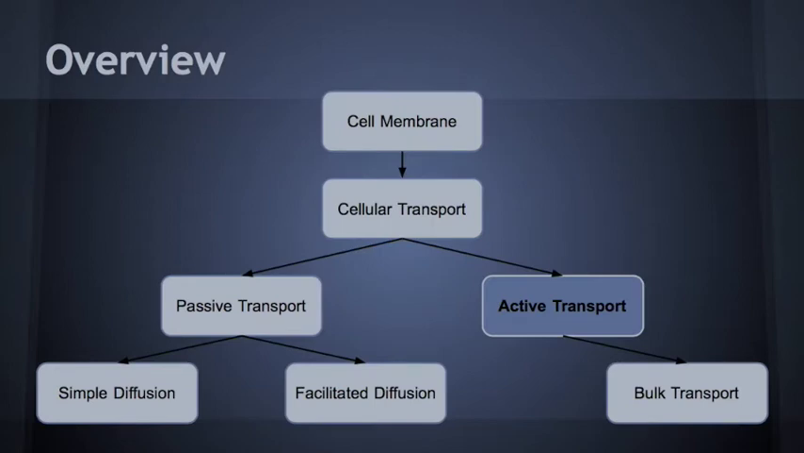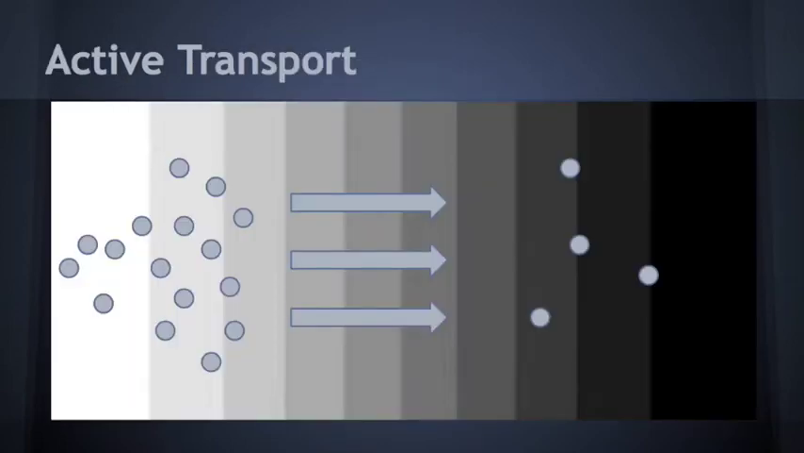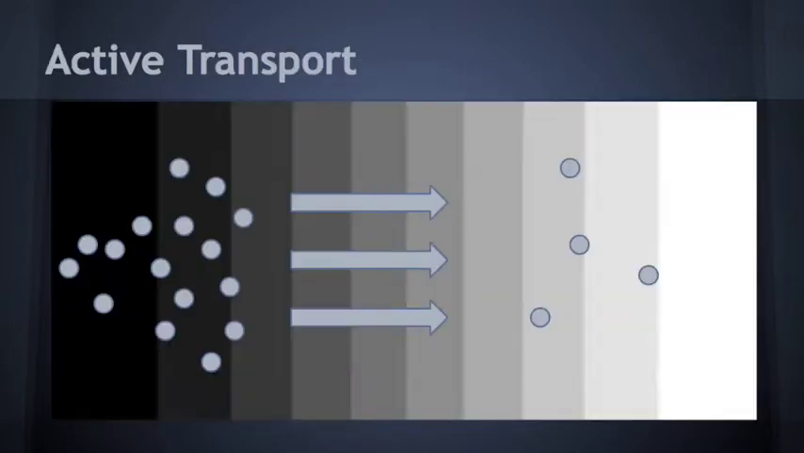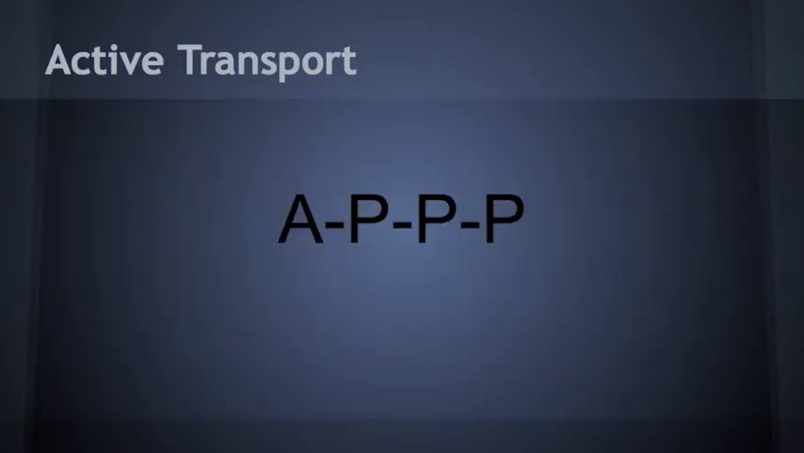The second type of cellular transport is active transport, which requires energy to complete. This is because, rather than moving with the concentration gradient, it moves against it. In order to do this, the cell uses a molecule of ATP, or adenosine triphosphate, which, as its name suggests, is three phosphates attached to one adenosine.